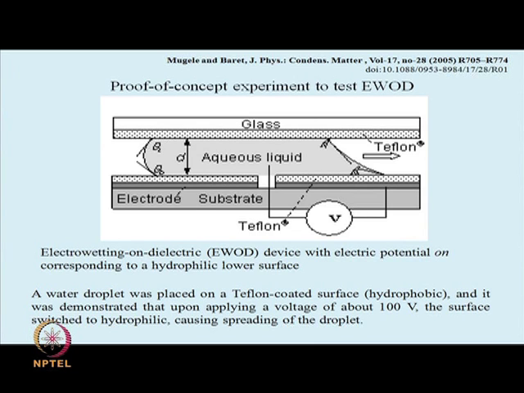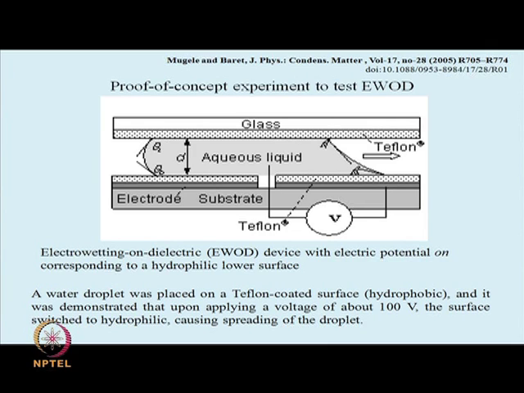Now, this is a proof of concept experiment to test how EWOD works. Here you see that we have an electrode, and then this is the dielectric, and we have a thin hydrophobic coating on the surface such that the droplet or the plug, as in this case, can move easily with less contact angle hysteresis. A common hydrophobic material which is coated on the dielectric is Teflon, and this is a glass coated with Teflon, and an aqueous solution of an electrolyte is sitting over here, and this forms a large contact angle. Now, when this electrode is switched on, you can see that the contact angle has reduced considerably, and the tendency of the liquid will be to move from left to right.